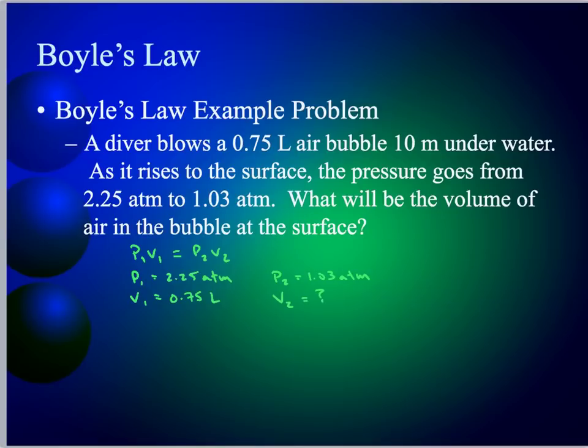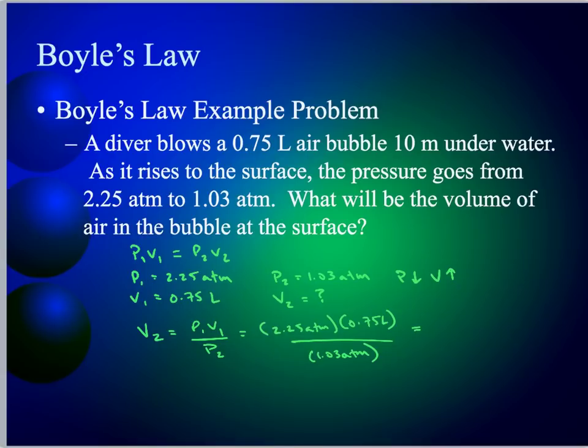What happened to it? Well, we can kind of make some assumptions here. The pressure went down, which means my volume is going to have to go up. And I'm solving for V2. So if I rearrange this for V2, V2 is equal to P1 times V1 divided by P2. And if we set that up, initial pressure is 2.25 atmospheres. Initial volume is 0.75 liters. All divided by P2, which is 1.03 atmospheres.